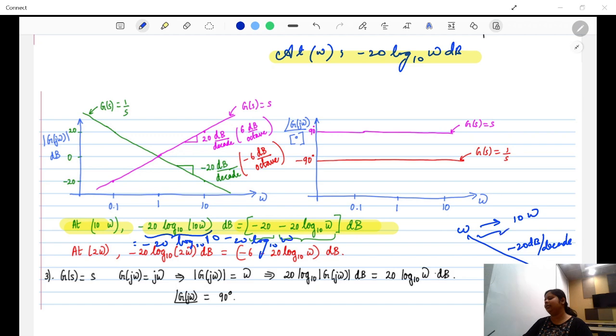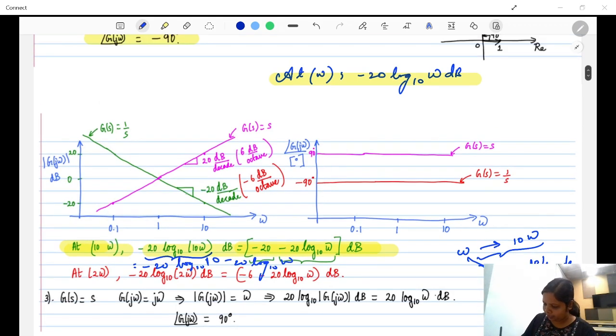See, this is an increase in decade, but our magnitude fell off by 20. So we observe minus 20 dB per decade. So you can see here at omega, if it was a 0, at 10 omega, it is at minus 20. You can check the magnitudes from here.